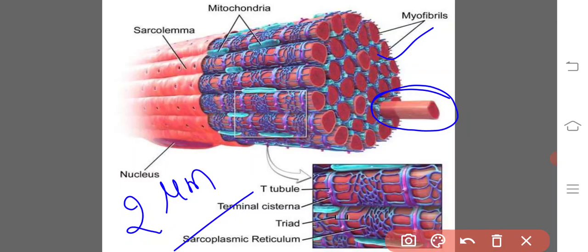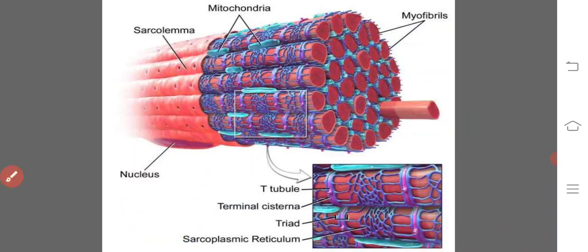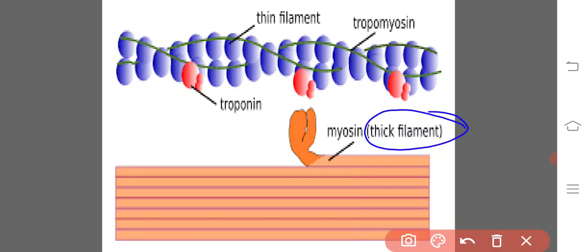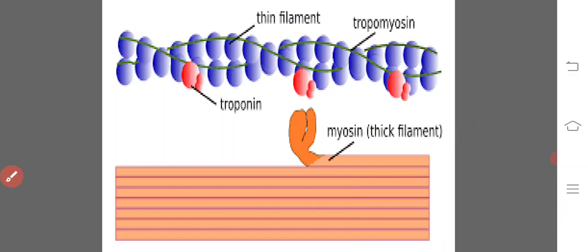Myofibrils contain two kinds of myofilaments, called the thick filament and the thin filament. Let us see about the thick filament. Here this is the thick filament.